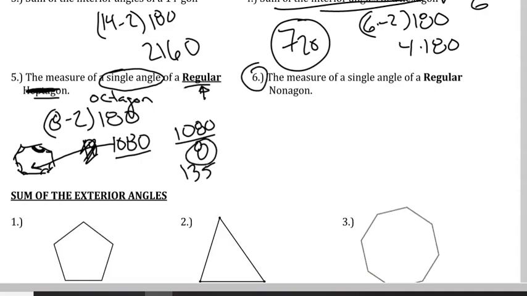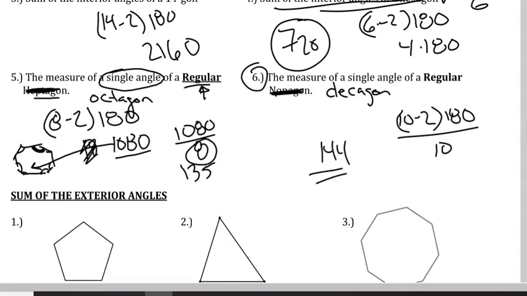Go ahead and try this one. What is the measure of a single angle of a regular nonagon? And by nonagon, let's change it to be decagon, just so that the number comes out nicely. All right, you should have said 10 minus 2 times 180 is the sum, and then I would divide by 10 because there are 10 angles. So you should have gotten 8 times 180 divided by 10. You should have got 144 degrees.